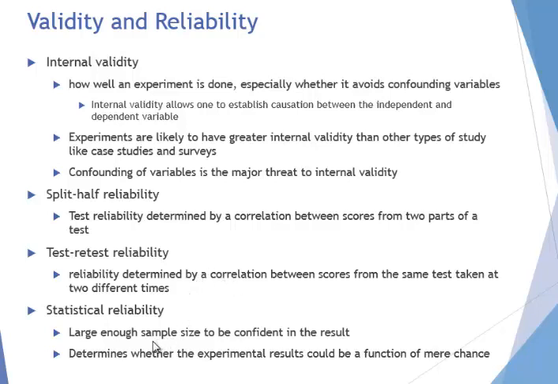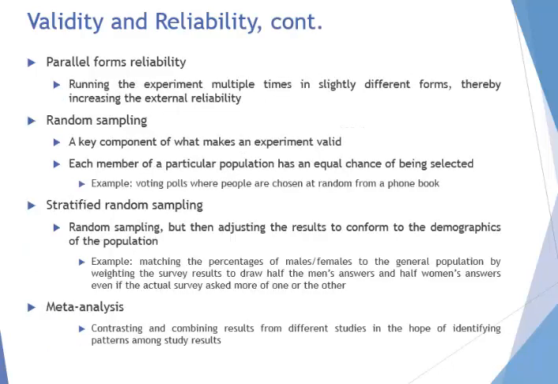Statistical reliability is when you have a large enough sample size to be confident in the results. You could survey 3 people on the street and 2 of them like spinach more than ice cream, and then you go and say, oh, well, look, spinach tastes better than ice cream. Well, if you did that to 1,000 people, you probably wouldn't get that result, because the point is you want a large enough sample size to make the results statistically significant.